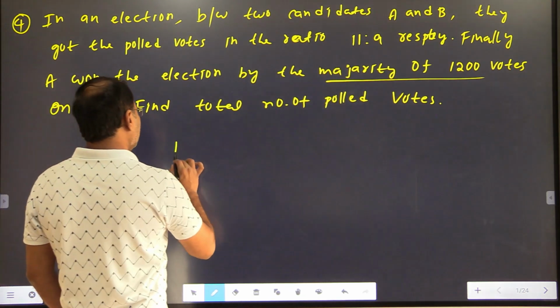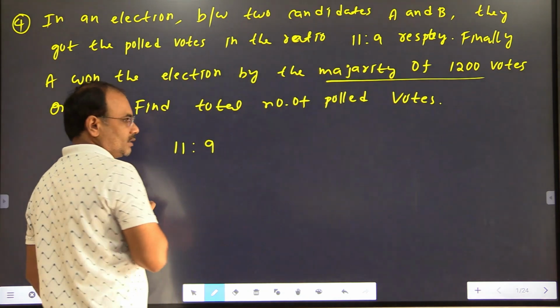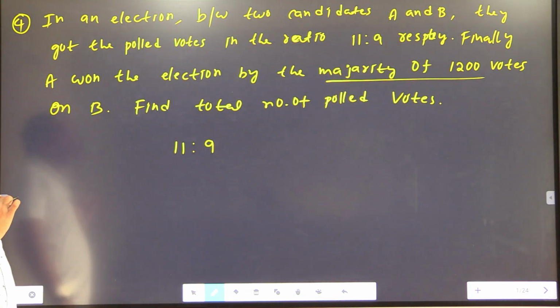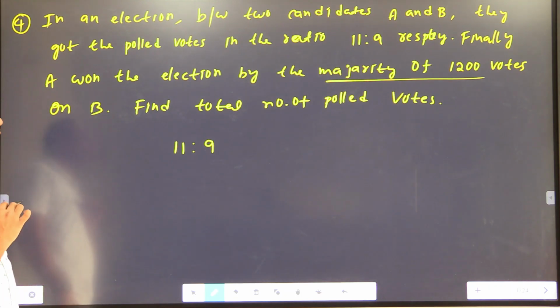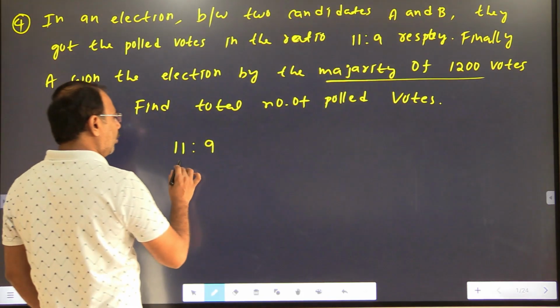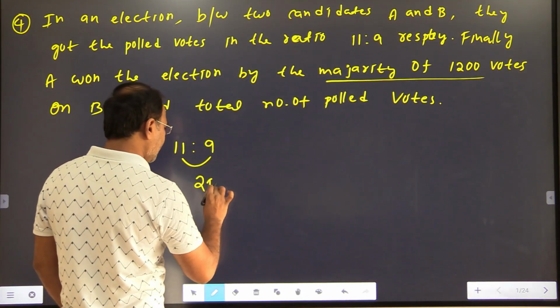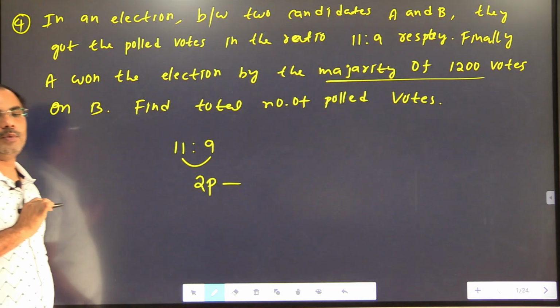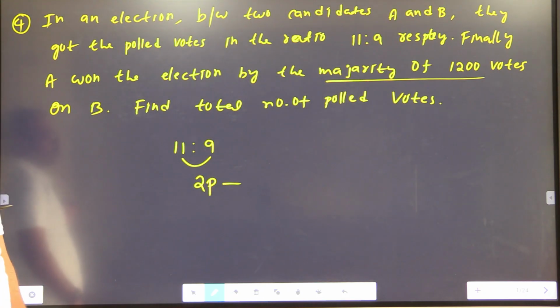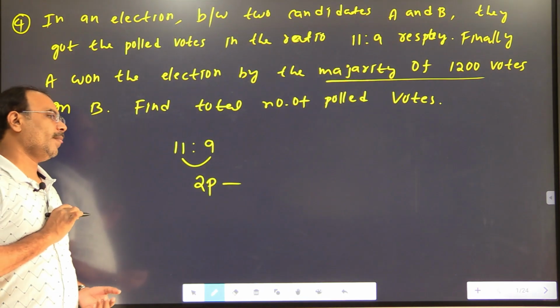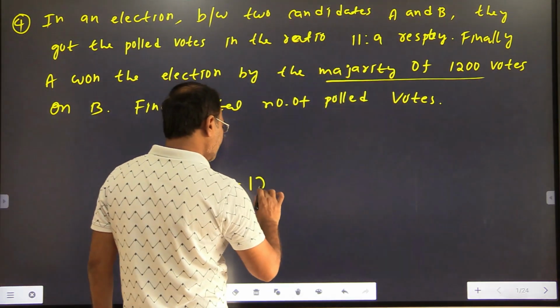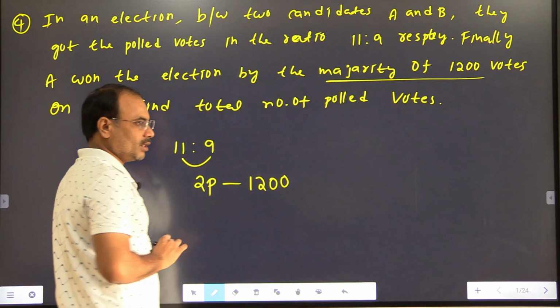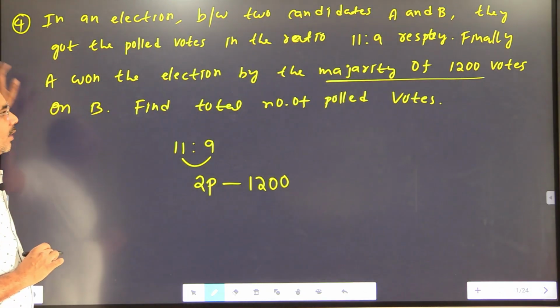So A got 11 parts, B got 9 parts. The difference between the votes of the two aspirants is called majority. Who got the majority? A got the majority by how many parts? By 2 parts. A got 11 parts, B got 9 parts. So obviously A got the majority on B by 2 parts, which is nothing but 1200 votes. 2 parts is 1200 votes. Then what is the question? Find the total number of polled votes.